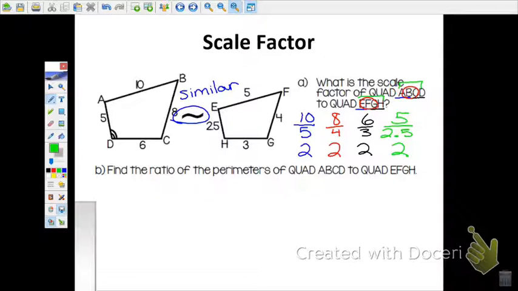Again, order is important when you do scale factor. The first shape, they want the scale factor of quadrilateral ABCD. So ABCD, the numbers from this shape on the left, has to be in the numerator. The second one goes in the denominator. So again, with scale factor, order is important. We are not going to be looking at the other pieces here, just the individual scale factors.